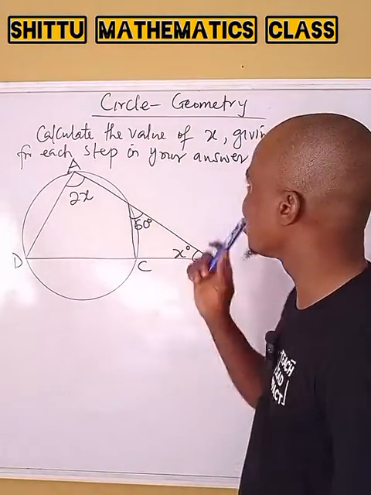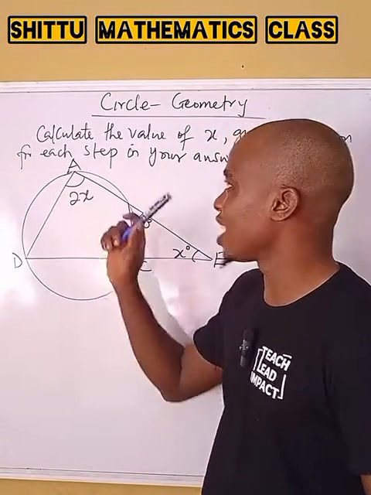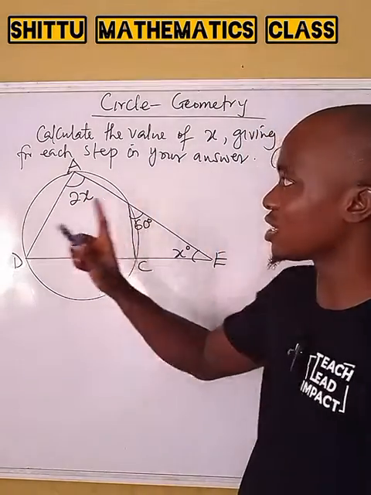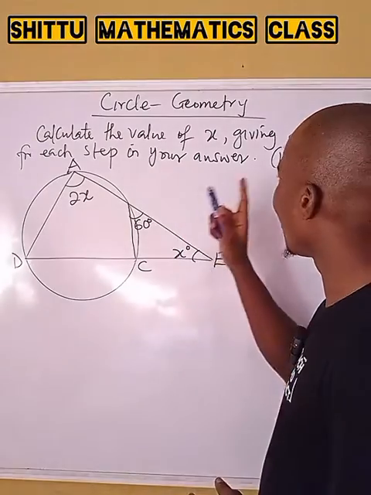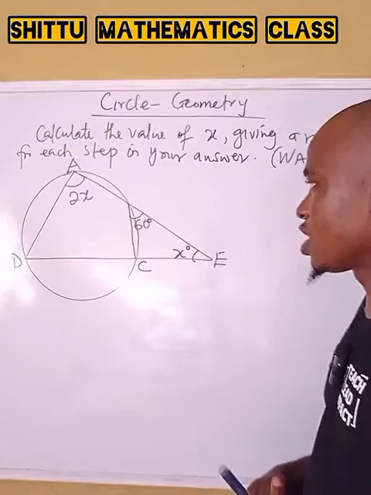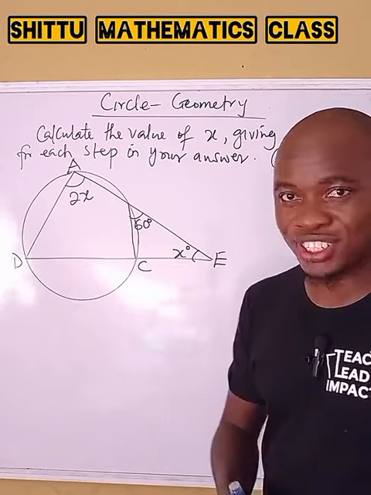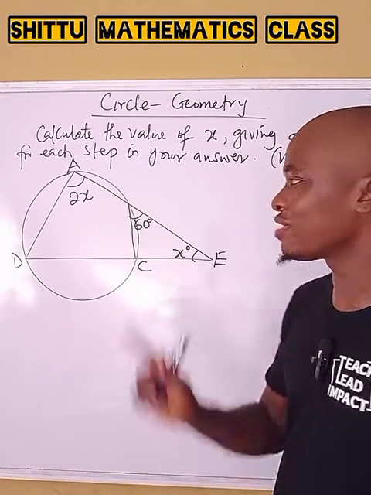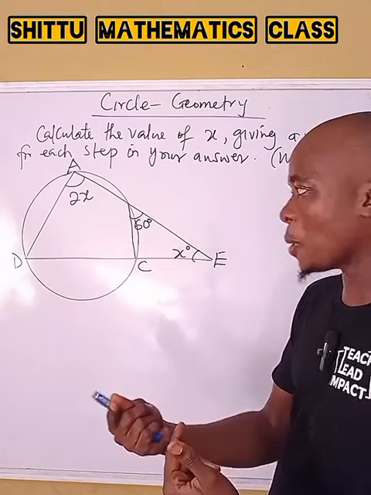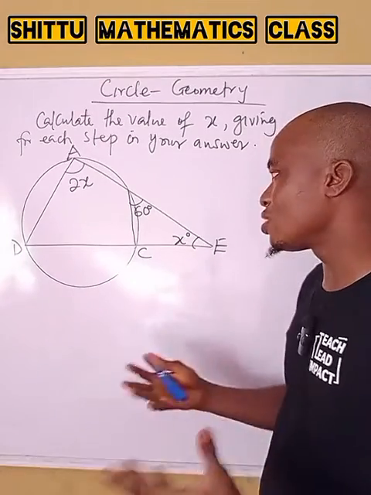So we continue from circle geometry, and in this question we are asked to calculate the value of x, giving a reason for each step in your answer. So this is a WAEC problem. Now we have this question here. I would like you to pause this video, do it yourself, then come back and compare your results with mine and see what you have.